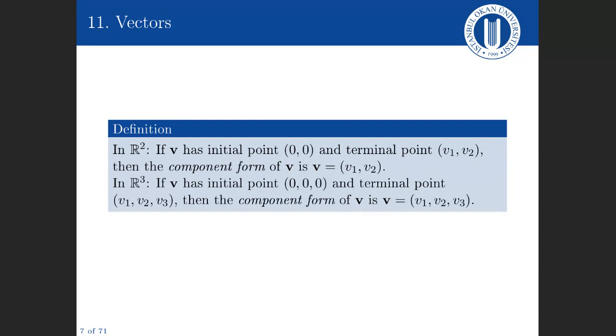If we're in two dimensions, if we're in R2, and if a vector V has initial point the origin, (0, 0), and terminal point (v1, v2), then we can say that the component form of V is (v1, v2). We can do the same thing in three dimensions. If we're in R3, if the initial point is the origin and the terminal point is (v1, v2, v3), then we say that the component form of V is V equal to (v1, v2, v3).